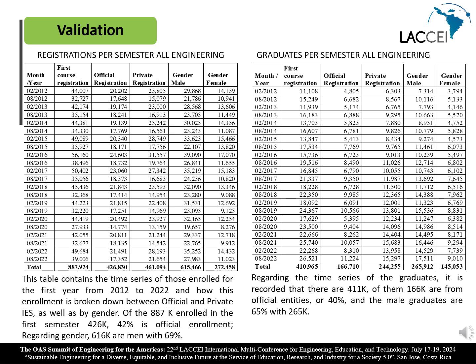Of the 887,000 enrolled in the first semester, 426,000, or 42%, is official enrollment. Regarding gender, 616,000 are male, with 69%. And the other table, recording the time series of the graduates, records that the graduates are 411,000. Of these, 166,000 are from official entities, or 40%, and the male graduates are 65%, with 265,000.